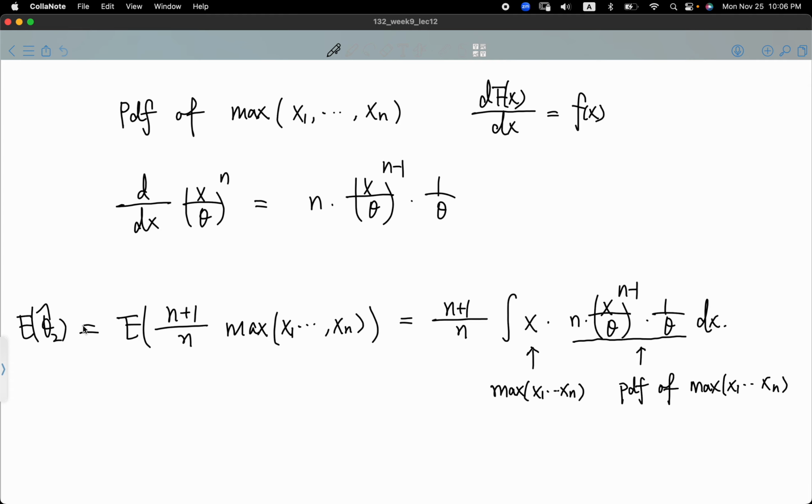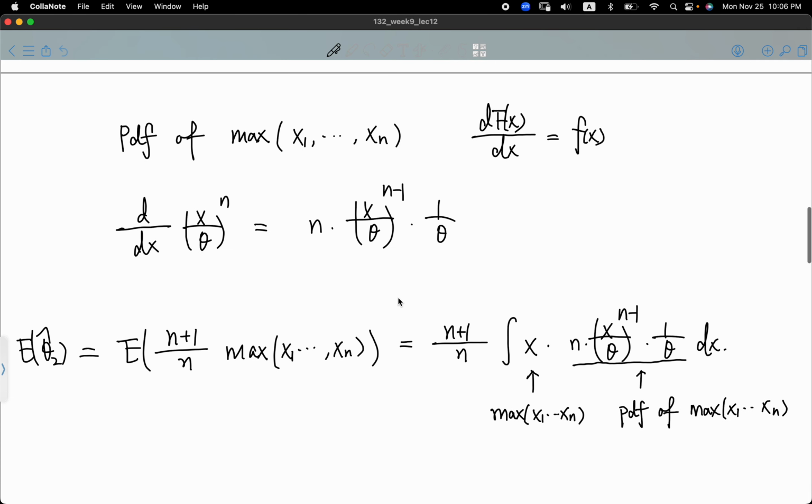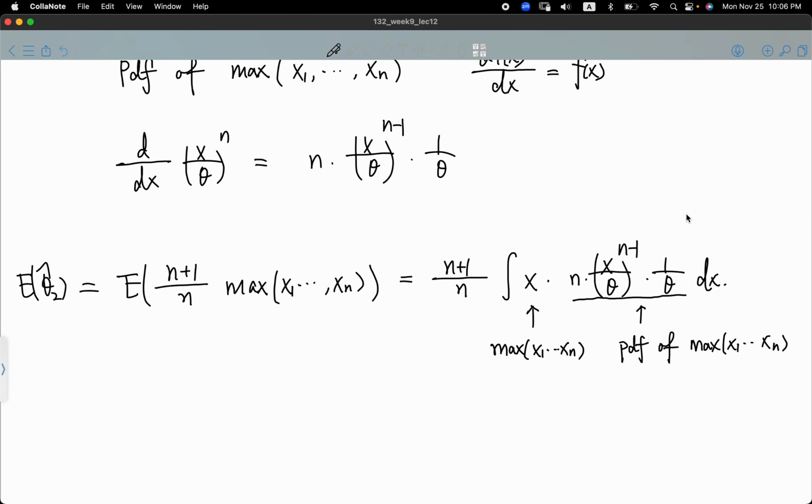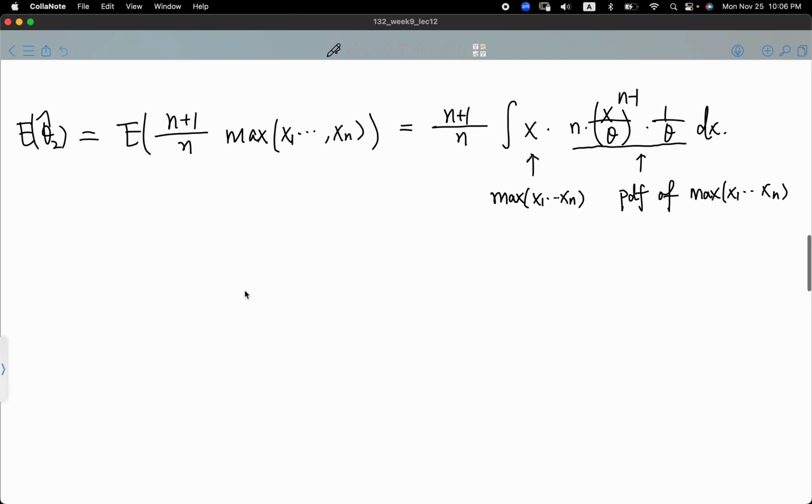For this part, we need to know the probability density function of that, so we need to go through the CDF and then take the derivative to get the PDF, so that we are able to calculate the expected value for this random variable here. Okay, so now back to our standard procedure. We can now calculate the expected value for this term.